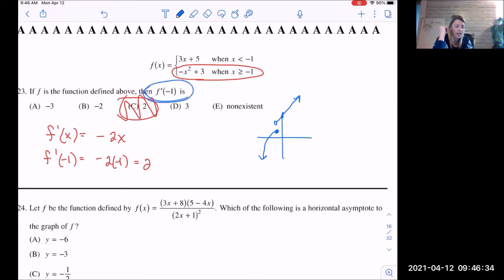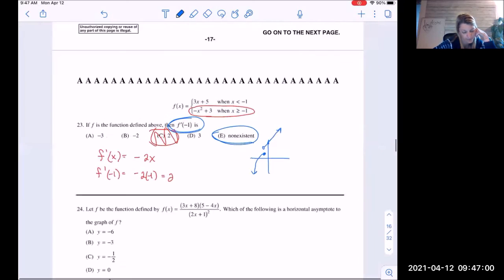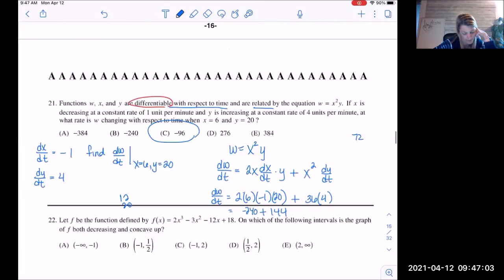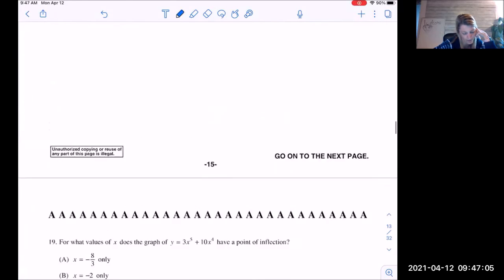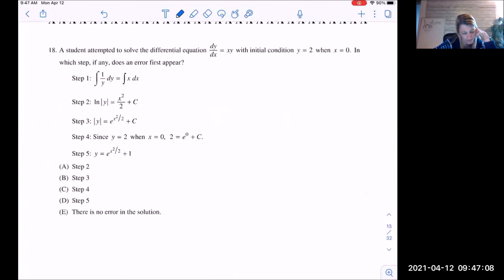So why can't I do F prime of -1? It's not differentiable there. It's not continuous there. Even if those met at a point, there'd be a sharp turn. And so that function is not differentiable at x equals -1. Tricked me. That's easy. That's easy. They love those.